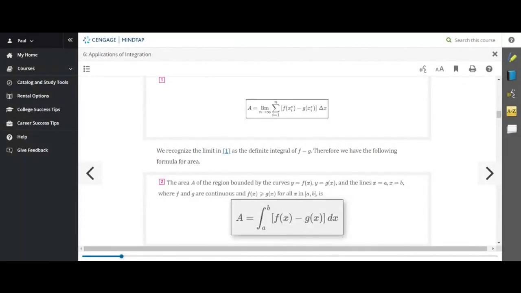So if you have a region that's bounded between two curves, and the curves f and g are continuous, then the area between the curves is given by this formula. Are there any questions on that?